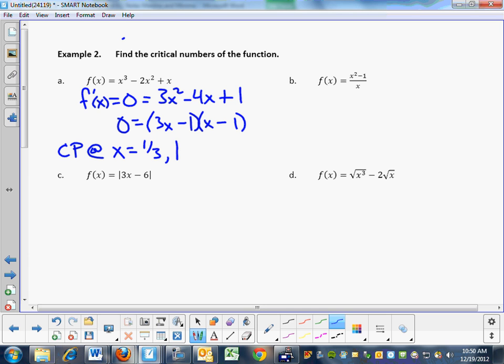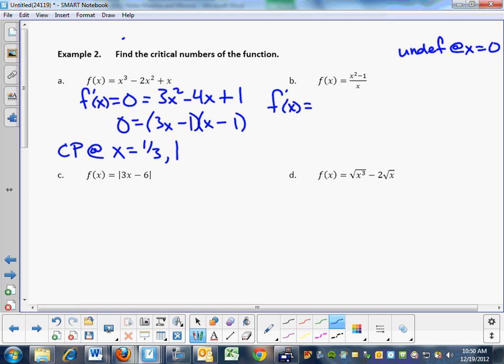That is the answer. Not too bad, huh? Let's look at B. Is there any point where B is undefined? 0. So undefined at x equals 0. So therefore, we know we have a critical point there. We must also take into consideration the derivative, where the derivative is equal to 0. In order to find this derivative, I need to use the quotient rule.